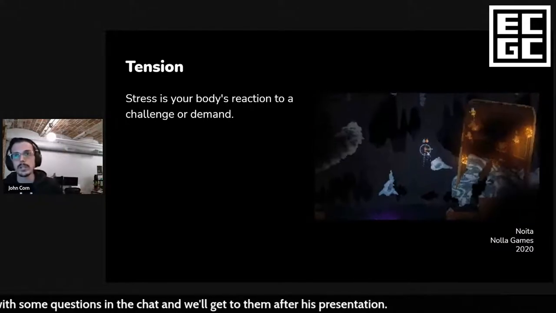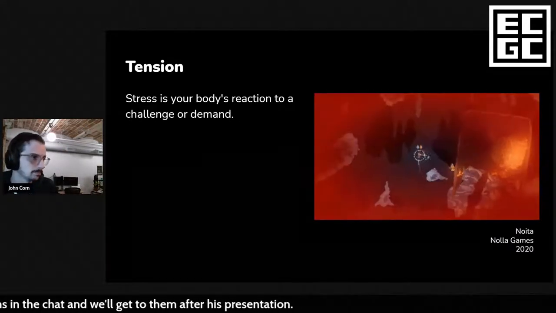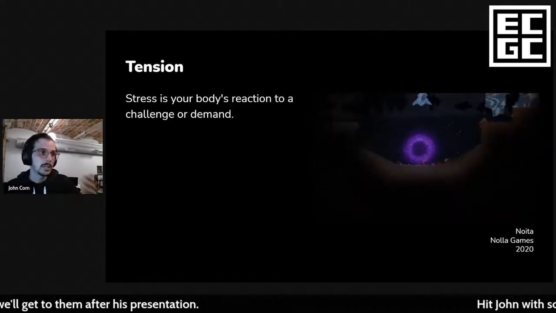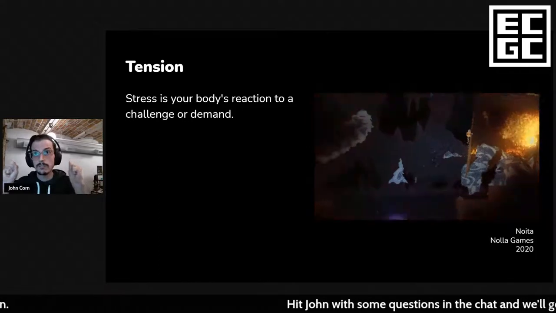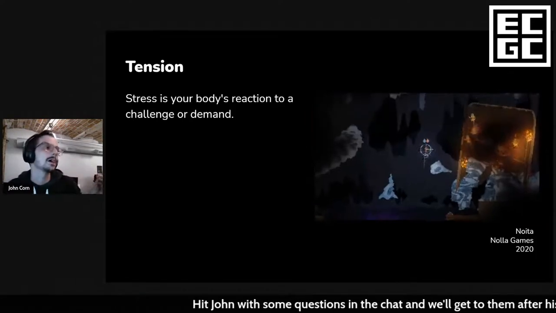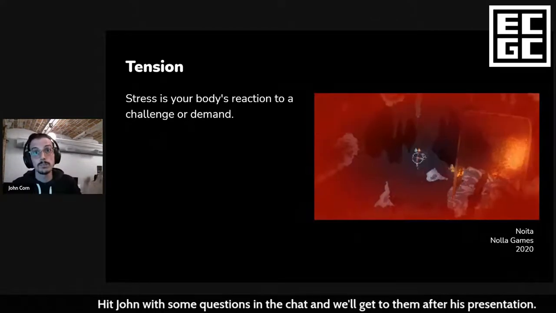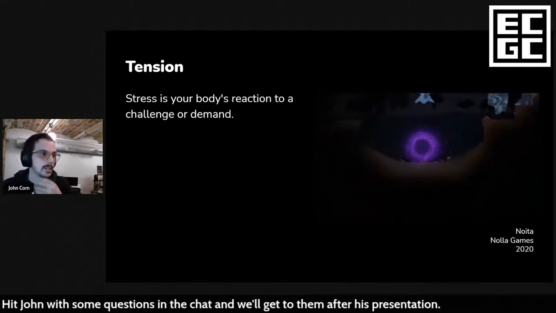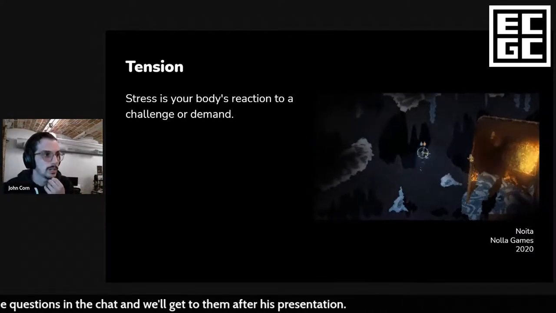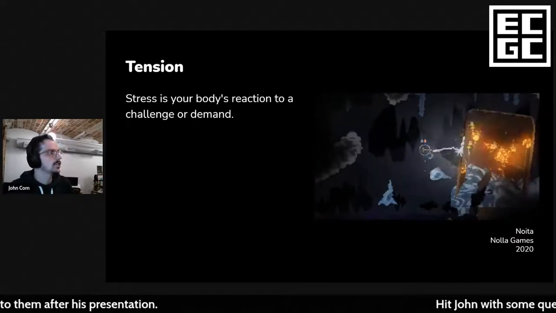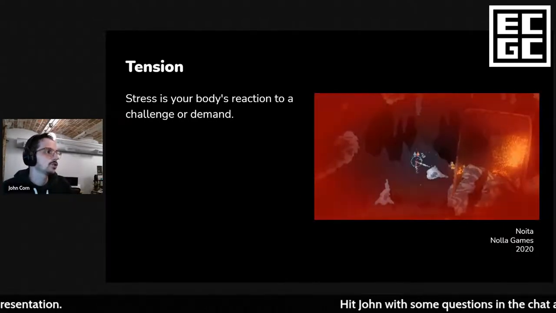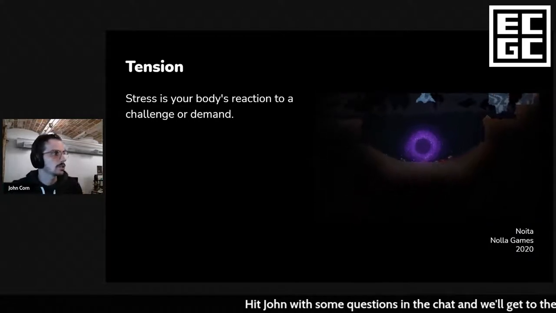So here we have Noita by Nolla Games. And what's happening is the player got hit and their health is down really low. So the screen flashes and fades dark red. And it tells the player, oh no, I better watch out. And this particular player didn't watch out and died in the next frame. But that's adding so much tension and stressing the player out so bad. But it's such a simple little thing.